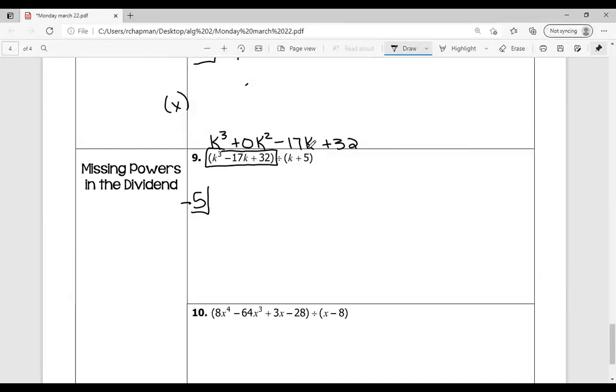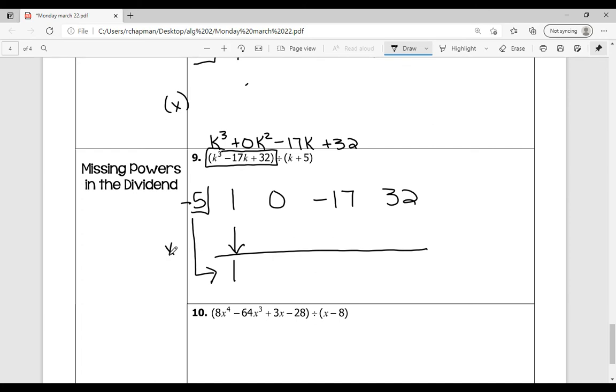I am actually going to put the 0 in my list of numbers. So that's going to be 1, 0, -17, and 32. I'm going to draw my line and do the same multiply, add until I run out of things to multiply and add. So bring down the first number. Then we're going to multiply. Then we will add. Then we'll multiply -5 times -5, which gives me 25, and I will add.